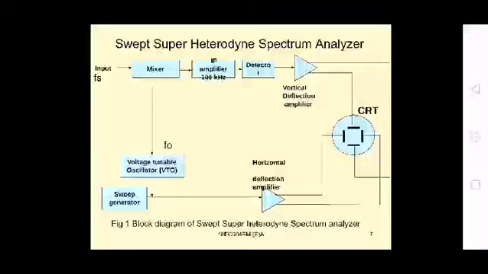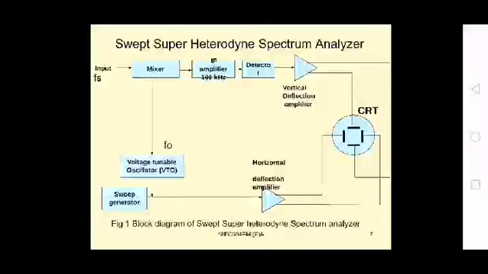Now the operation of this one: whatever the signal input frequency fs, that is the RF signal under investigation, is applied to the input of the mixer. So the input signal, the signal under investigation of your unknown RF signal, is applied to the input of the mixer. And the other input to the mixer, as I already said, is the frequency coming from the voltage tuned oscillator.